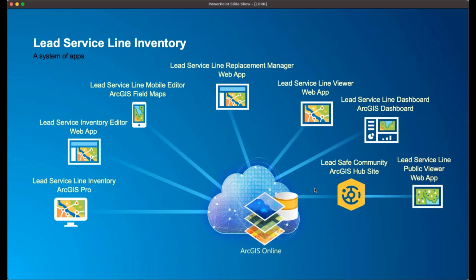And this is all back-ended by ArcGIS Online. So this is a SaaS or a cloud-based deployment. Now we are working on making the solution available through ArcGIS Enterprise if you would like to use ArcGIS Portal, and we hope to be able to offer that option shortly.